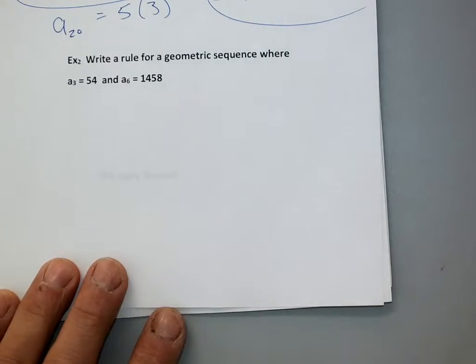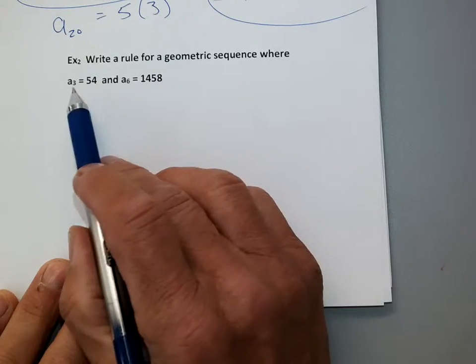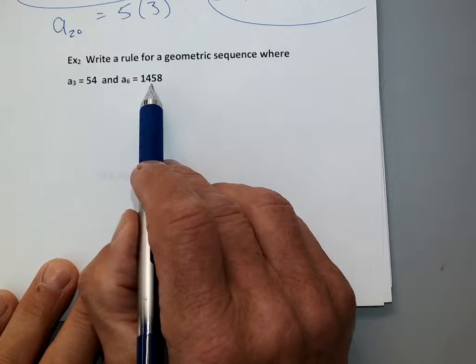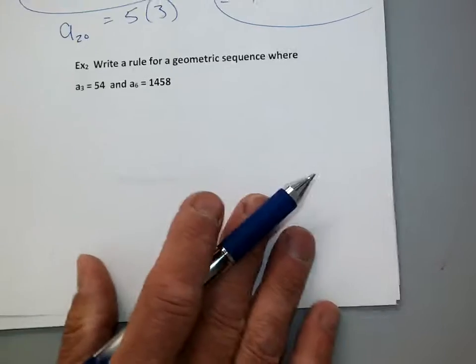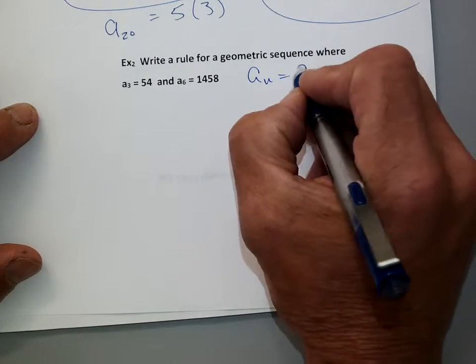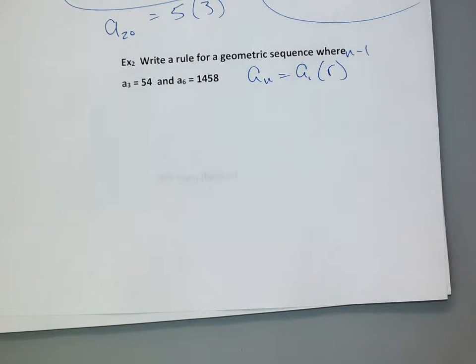Okay, number 2. Write a rule for a geometric sequence where A3 is 54 and A6 is 1,458. So let me just do first a visual so you get the idea. I want to write a rule, so I want to use my A of n equals A1 r to the n minus 1 power.